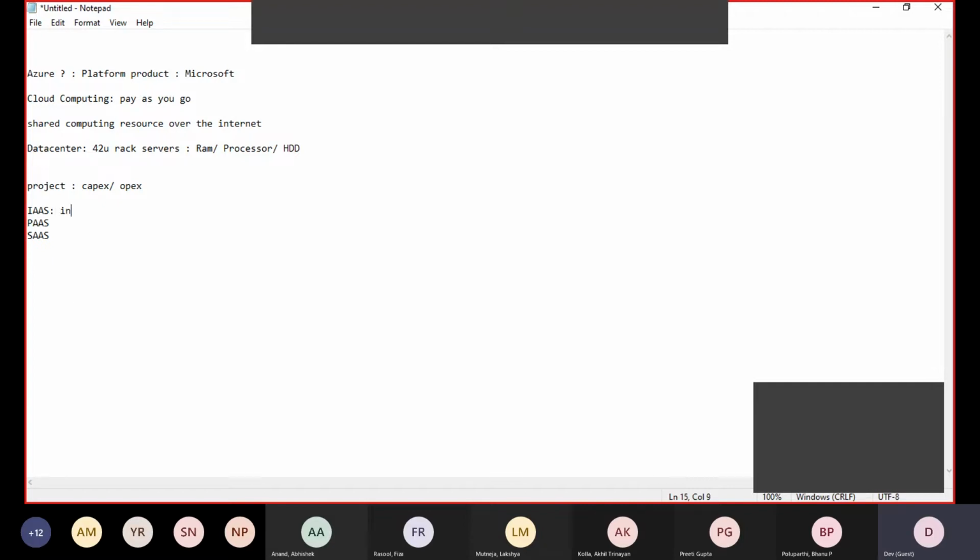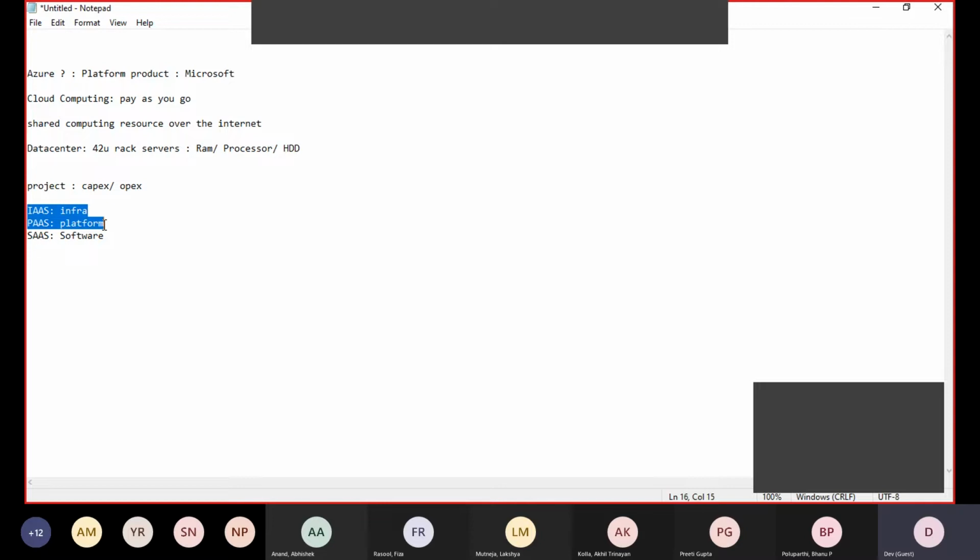IaaS is infra as a service. PaaS is platform. And then we have SaaS. SaaS is software. So these are the terms that we are using. Now, what are the offerings by Azure? Azure offers you these two platforms, IaaS and PaaS.